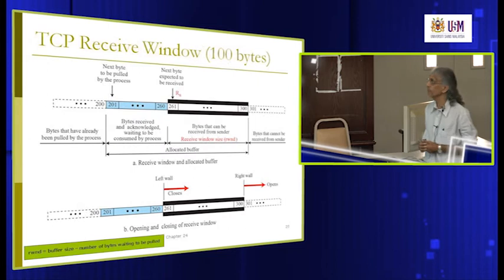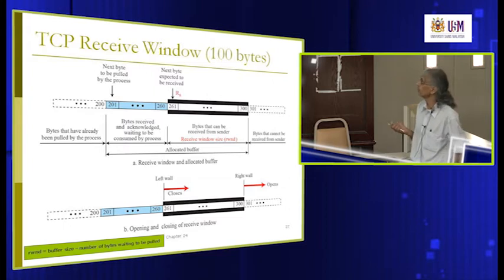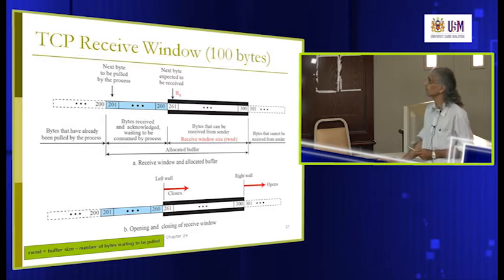The receive window itself, again 100 bytes. So in this case, it consists of two parts. The receive window is the window itself plus the buffer. The receive window is part of the allocated buffer, and the buffer. So both of these are the size of the 100 bytes here, right?